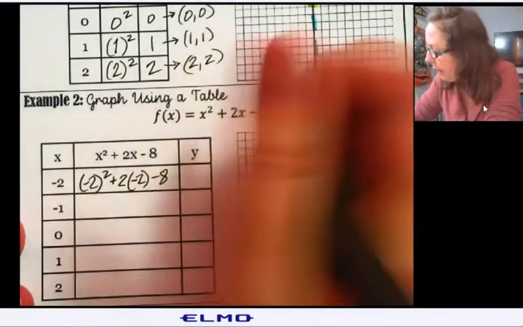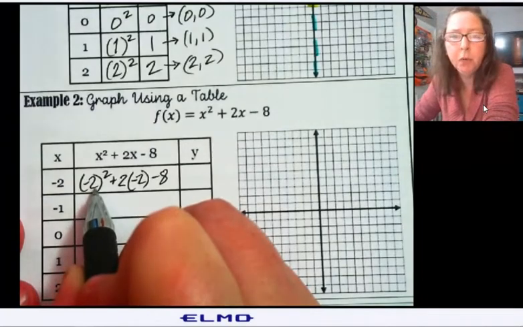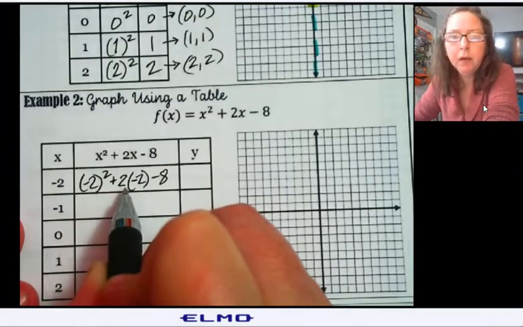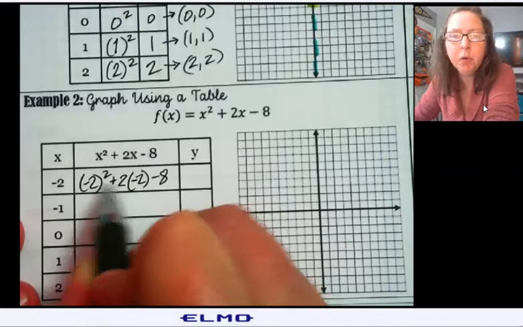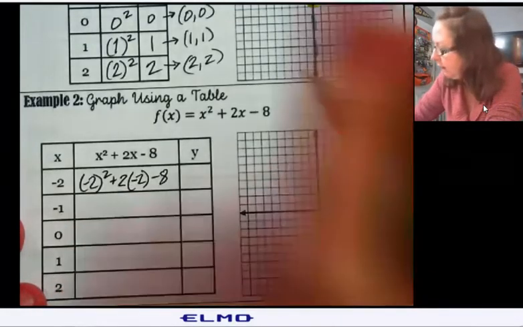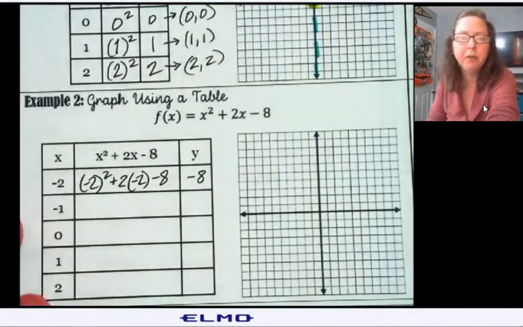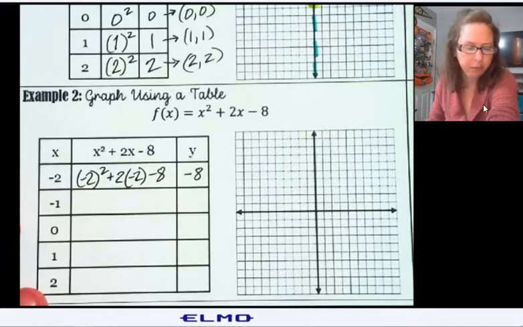And simplify it. So negative 2 times negative 2 is a positive 4. 2 times negative 2 is a negative 4. So I have 4 minus 4, which is 0, and 0 minus 8, which is negative 8. So I want you to do that for all the rest of these x values.